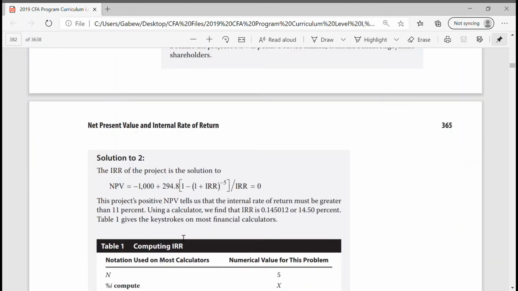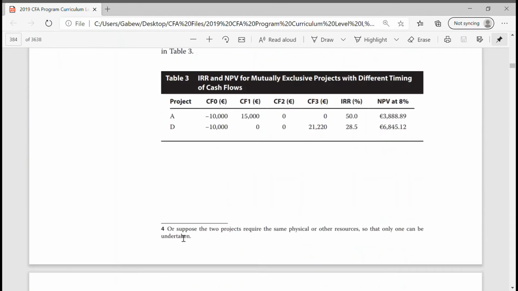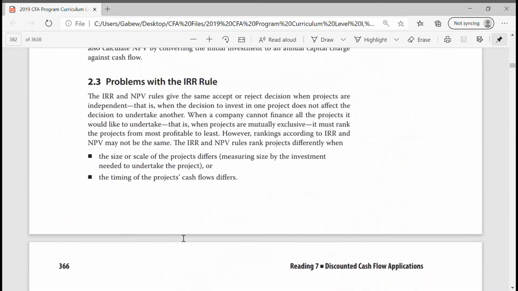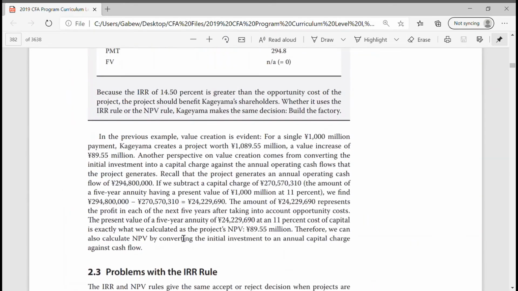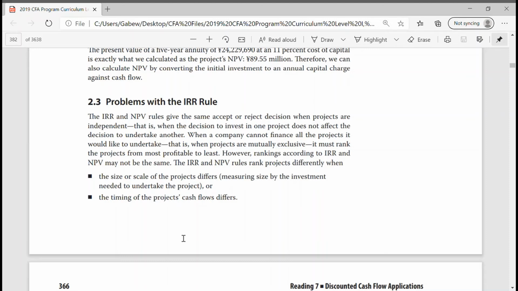Example 2, example 3. Oh my gosh, there is so much reading still. Okay, I'll skip the example and just go to 2.3. 2.3, problems with the IRR rule. The IRR and NPV rules give the same accept or reject decision when projects are independent. That is, when the decision to invest in one project does not affect the decision to undertake another.